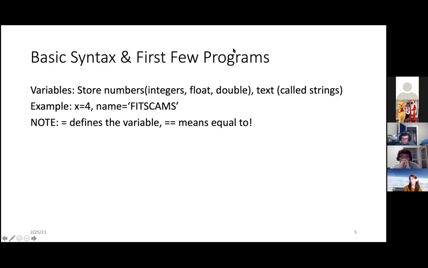But an important thing to note is that a single equal sign defines the variable, but the double equal sign means equal to. So that's an important distinction there. Just keep in mind, you'll more likely forget that when you're trying to do the equal to than when you're actually trying to name something. So that's sort of the basic there.